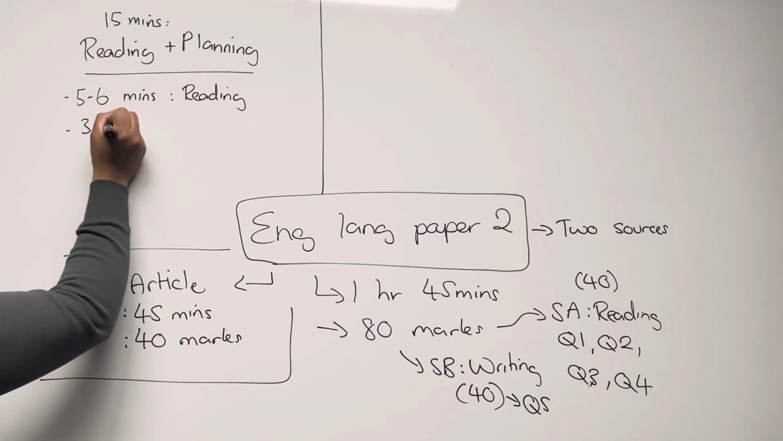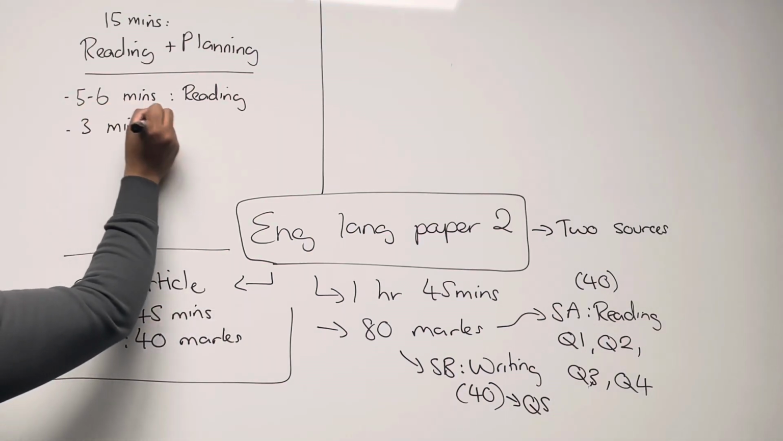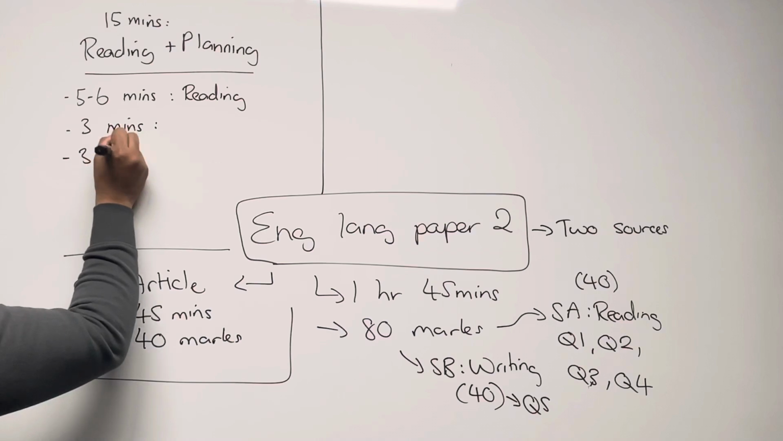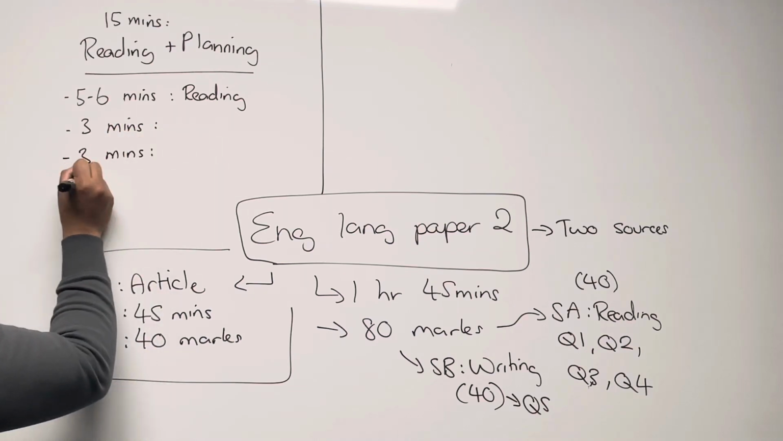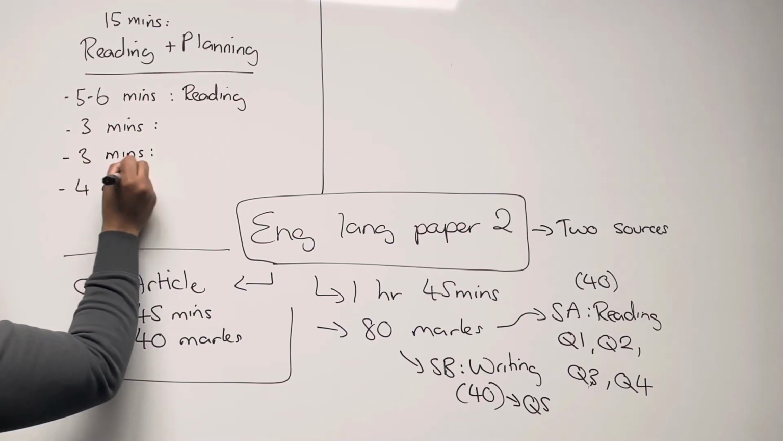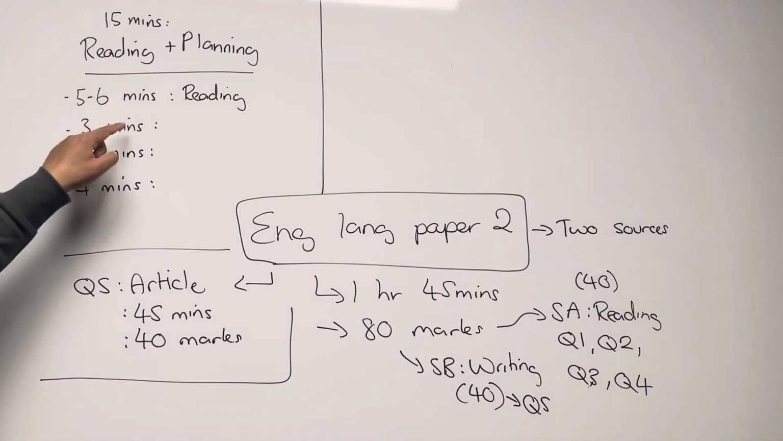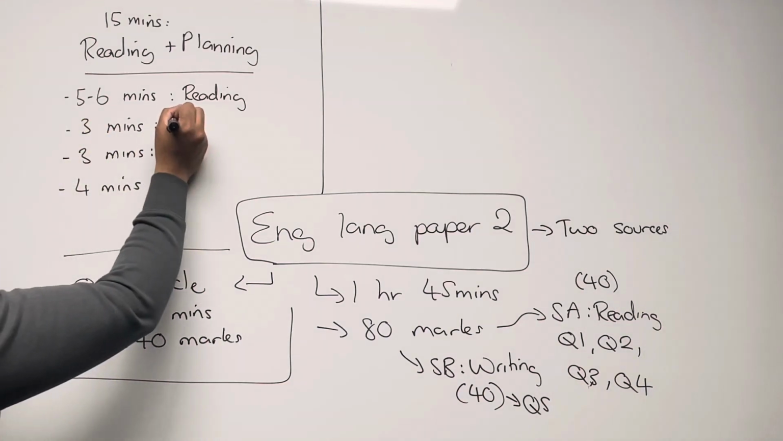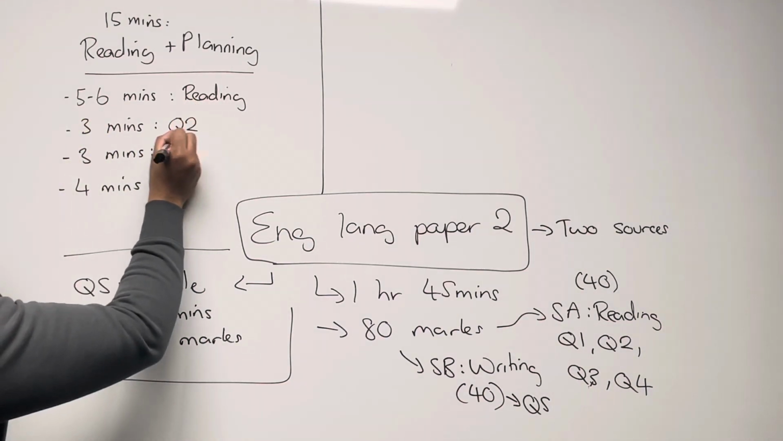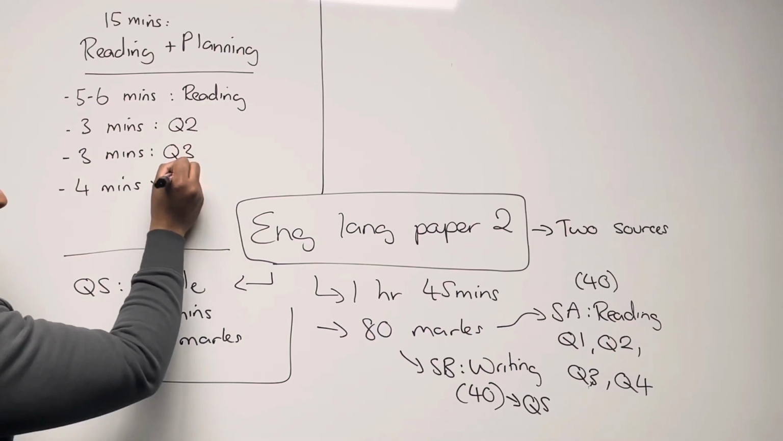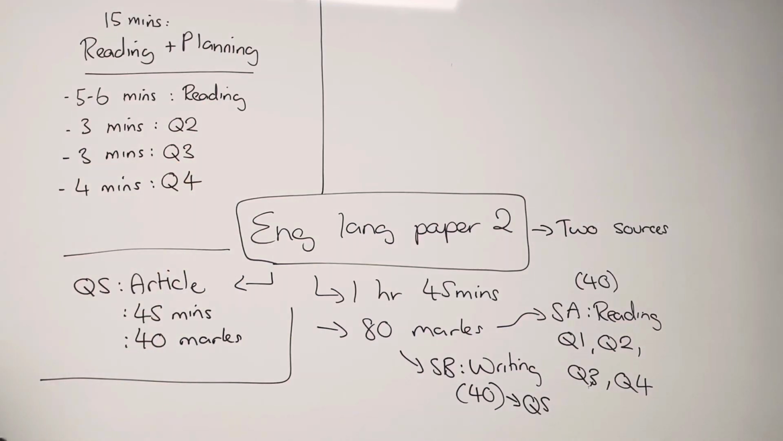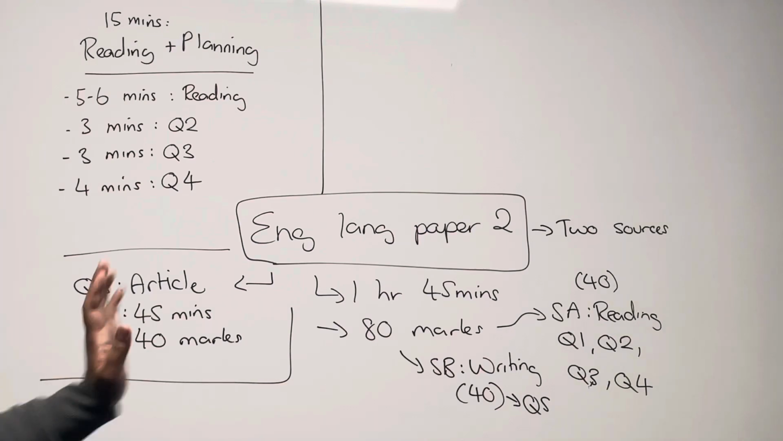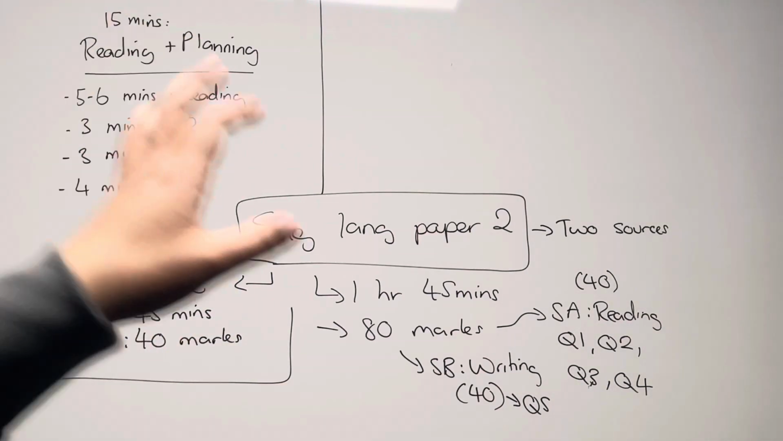So you want to break your next time down into 3 sections: 3 minutes, 3 minutes, and 4 minutes, though this will depend on how much time you spent reading. You want to spend 3 minutes planning question number 2, 3 minutes planning question number 3, and 4 minutes planning question number 4. Now, you might be thinking, sir, how about question number 1? Don't worry, I've got you. We're going to go there next.